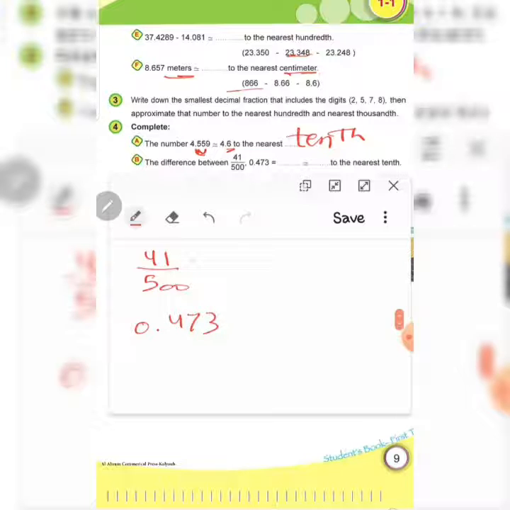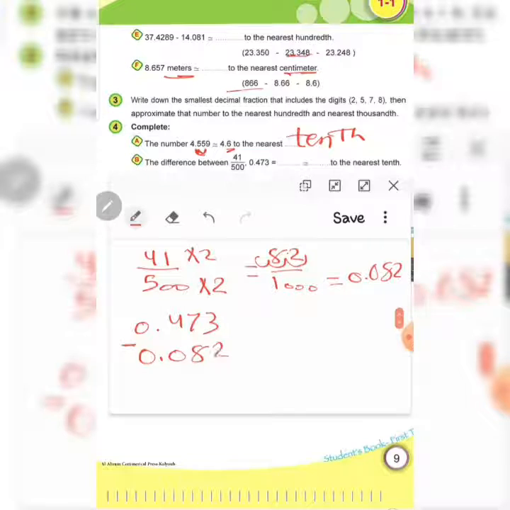The difference between 41 over 500 and 0.473. This must be a decimal number, so I will multiply times 2 times 2. 82 over 1000, 1, 2, 3, 0.082, and minus 0.082 from this number. 3 minus 2, 1, 17 minus 8, 9, and this is 3 because I borrow from it, 3. And to the nearest tenth, 3 is the tenth, 9 will give it, so it will be 4.